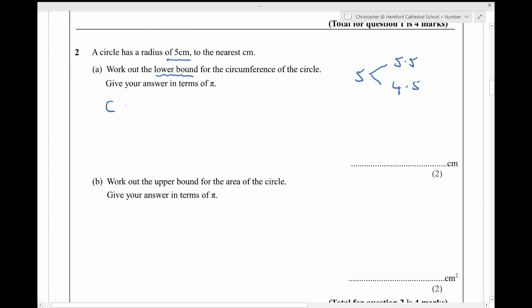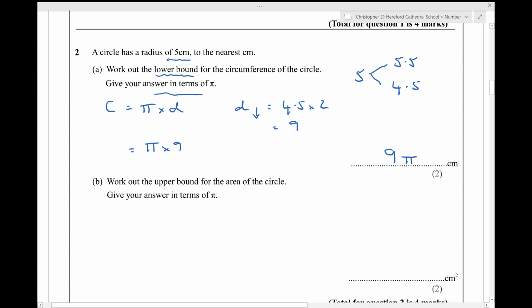Right, well, the circumference of the circle is pi times d, and d, of course, is twice the radius. I'm going to work out the lower bound for the circumference. I want the lowest possible diameter, which is going to be 4.5 times 2, the lowest possible radius, doubled, so that's 9. So the lower bound for the circumference will be pi times 9, and it says give your answer in terms of pi. So the answer is simply 9 pi.